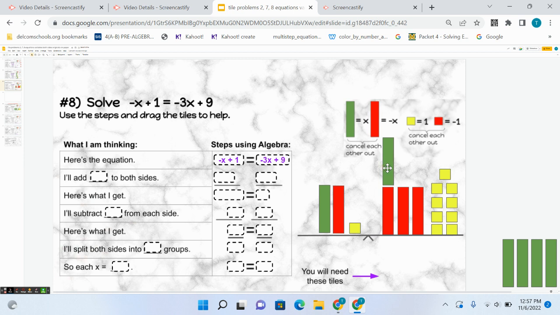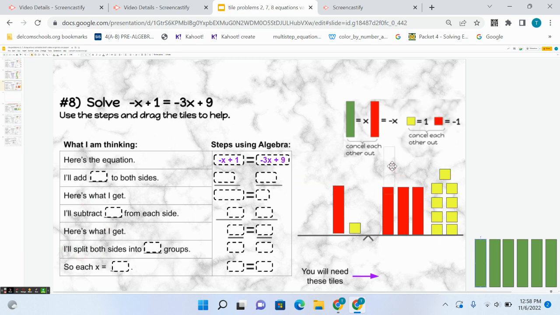But look what happens, guys. That negative and positive rectangle goes away too, but we would be left with red rectangles. So when we're using tiles, that doesn't work so well. I'm just trying to have you guys not even do it that way. So we want to go a different route.